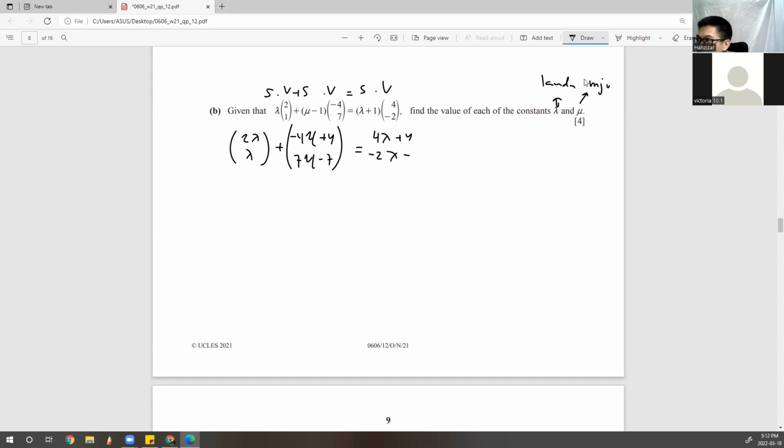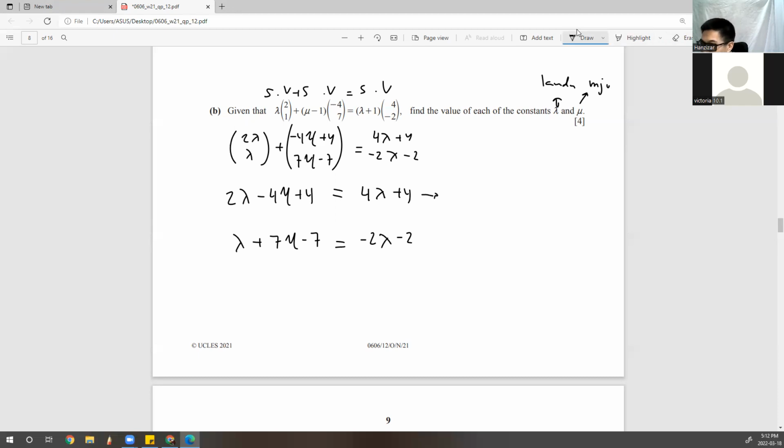Negative 2 lambda minus 2, right? And then you can add all the numbers on top, on the x and y. So 2 lambda minus 4 mu plus 4, and then the bottom part, this plus 7 mu minus 7. This will equal 4 lambda plus 4, negative 2 lambda minus 2, right? And then we can just separate top and bottom. There you go.